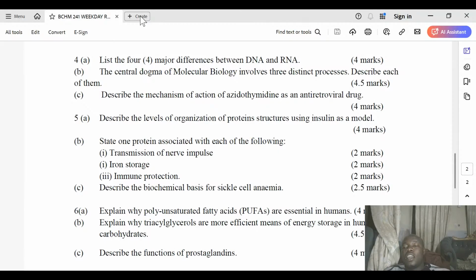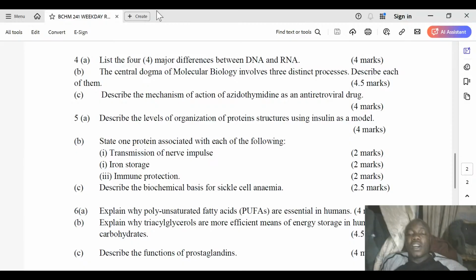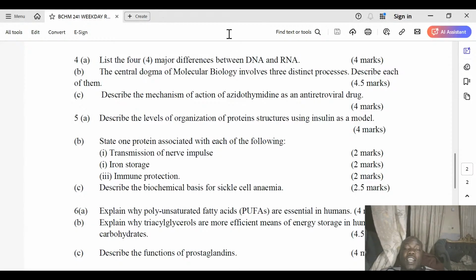Excellent. It also assists or helps in menstruation. It can also act on the hypothalamus to cause fever. So it causes fever, it causes pain, it causes inflammation, it causes uterine contraction, it regulates kidney function. So these are actually some of the functions of prostaglandins.